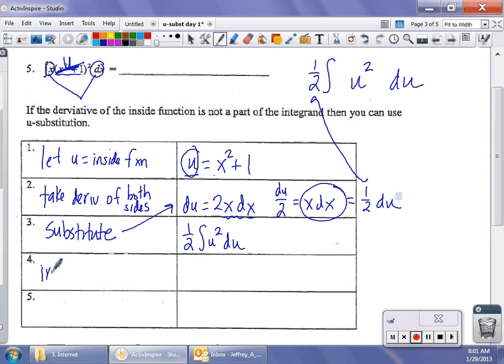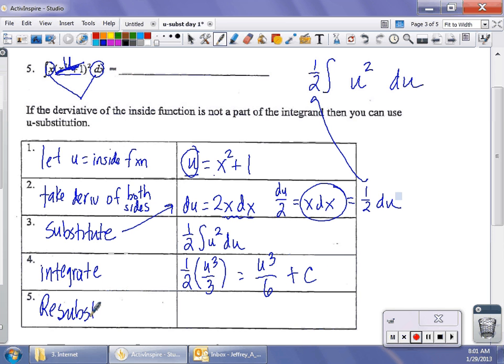Step number 4 is to actually integrate. So I keep my 1/2, and I get u cubed over 3, which is u cubed over 6 when I multiply, plus c. And then the last step, because I'm not really interested in finding this integration in terms of u, I need to go back to x's, so I'm going to re-substitute.